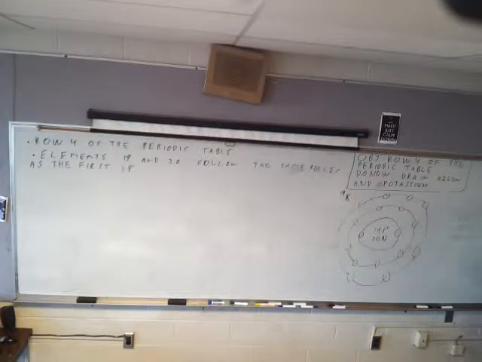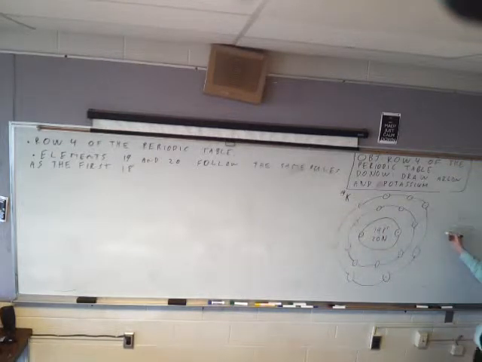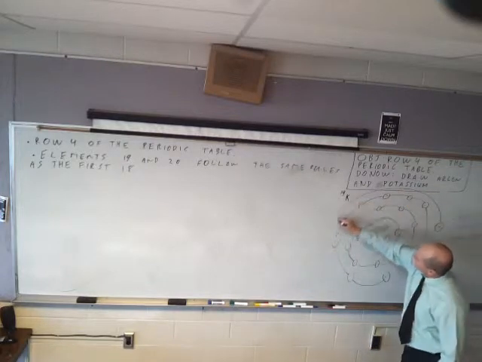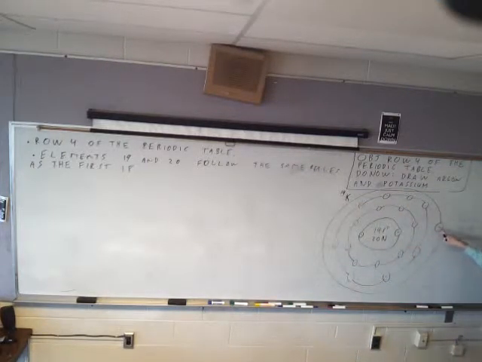Now we're going to add 1 more electron, and since potassium is in the 4th row, we're going to make a 4th shell for that extra electron. 1 electron in the 4th shell. Which should be 2, 8, 8, and 1 in the 4th shell.